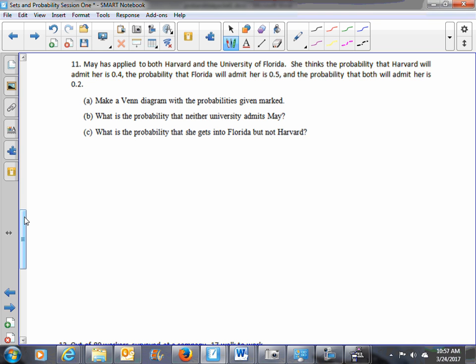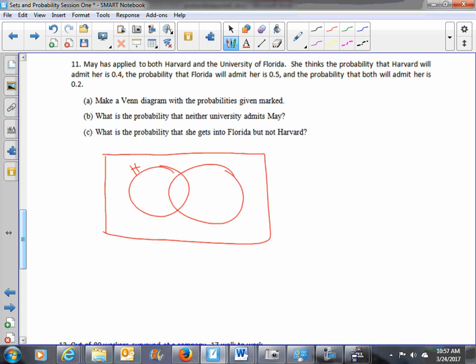What is the probability that neither university admits May? What's the probability that she gets into Florida but not Harvard? All right. Here's Harvard. Here's Florida. Now, she believes that both will admit her as 0.2, so we can put a 0.2 in the intersection. Now, if we accept her belief that Harvard will admit her at a probability of 0.4, there's another 0.2 here. And if Florida will admit her at a probability of 0.5, there's a 0.3 here. Now, if we add these up, we get 0.7, so there's a 0.3 out here.